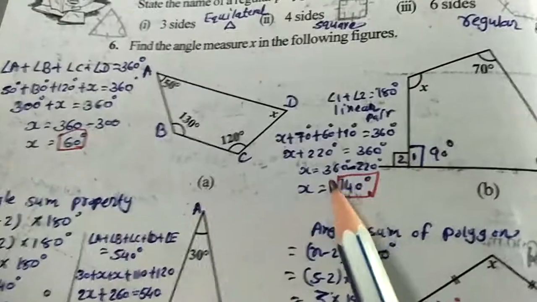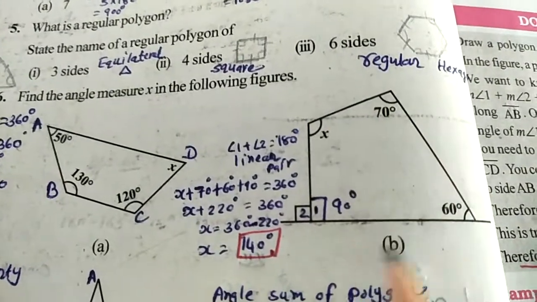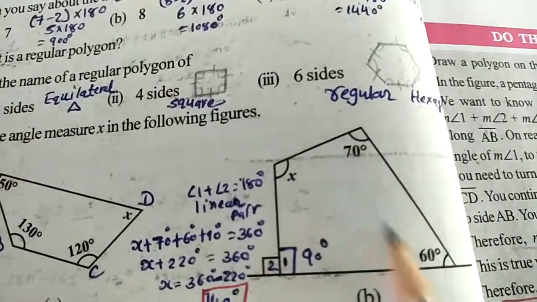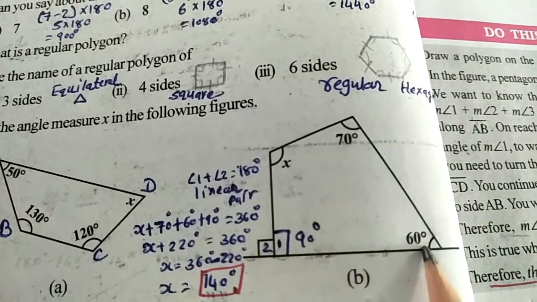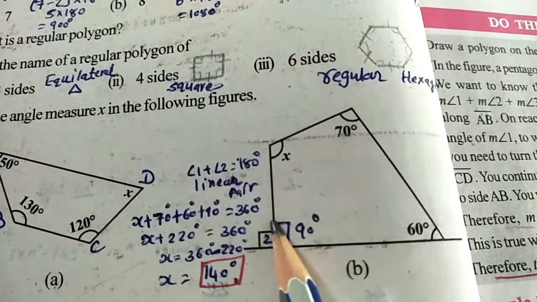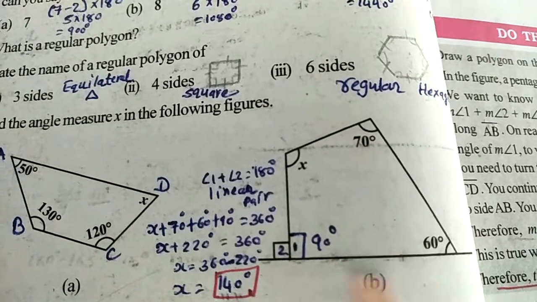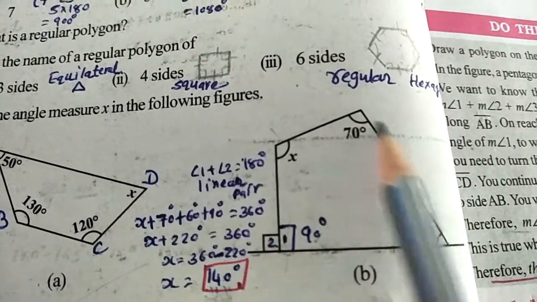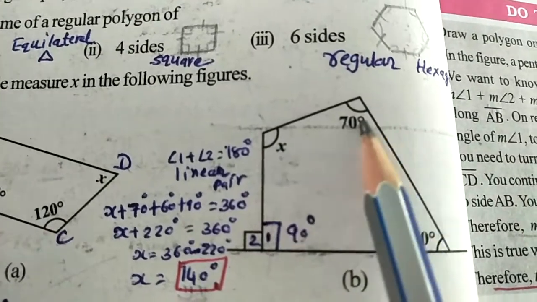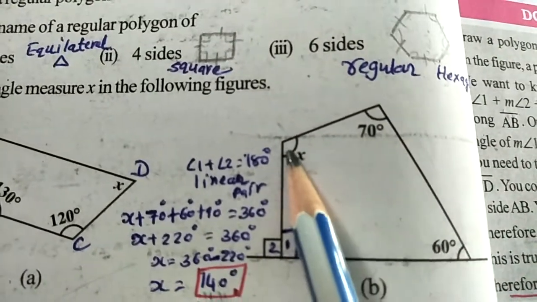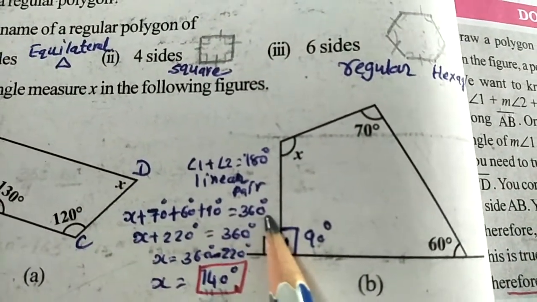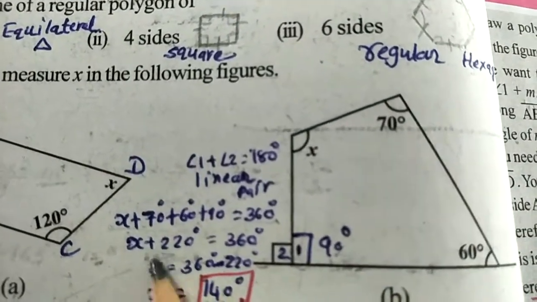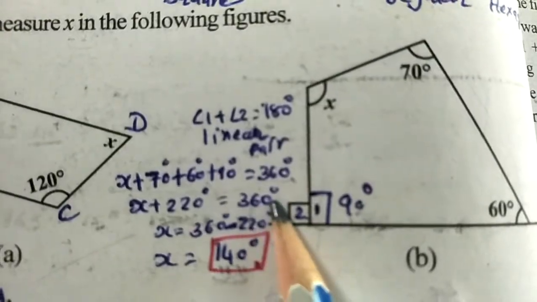Okay, now we go to the next figure. Now the next figure again is a quadrilateral. In the quadrilateral, 2 angles are already given to you, 70 and 60. Now this is the 3rd angle. Because this is a right angle, can you see this? It's 90 degrees. So again you have to find out the measure of this x. 70 plus 60 plus 90 plus x is equal to 360. So 70 plus 60 plus 90 is 220. So x plus 220 is 360.